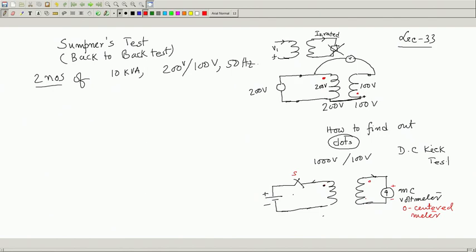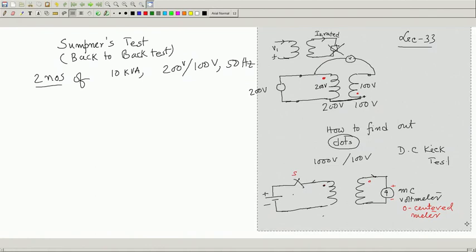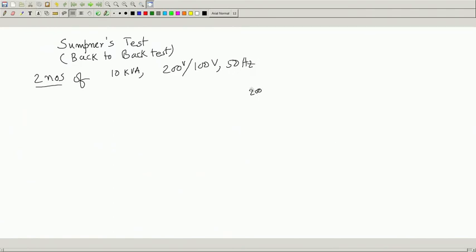You select this voltmeter reading such that the steady state current does not exceed the rated current of this meter. But it is a very interesting test. By doing this simple test, we can find out the polarity of a transformer. Okay. So, you do this.